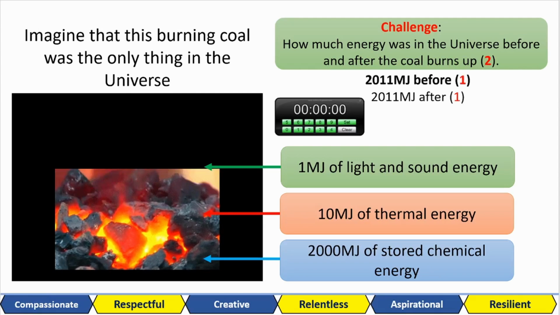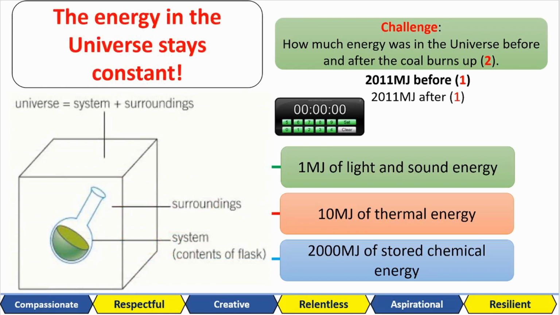There was 2011 megajoules of energy both before and after the coal burnt up. Remember that energy is just transferred from one form to another. The amount of energy in the universe stays the same, it's constant. There is just a movement of energy from the system to the surrounding, or from the surrounding to the system. The system is any specific chemical reaction that you're concerned with.